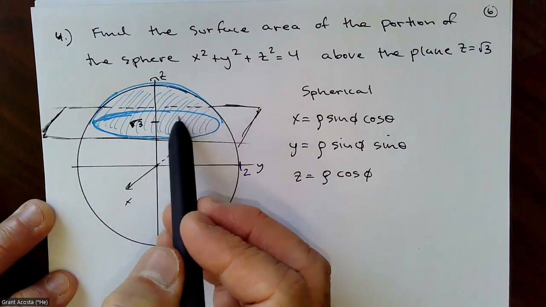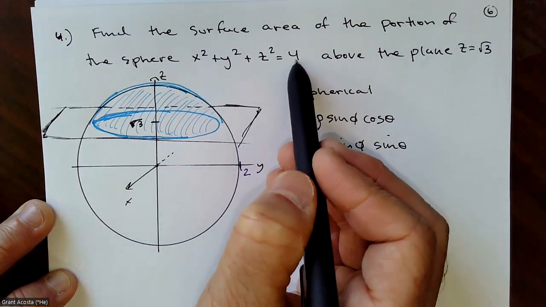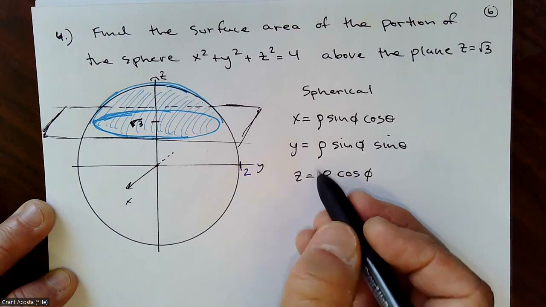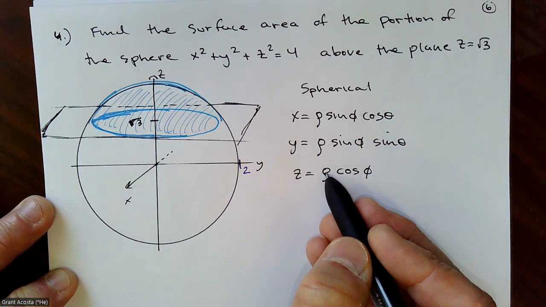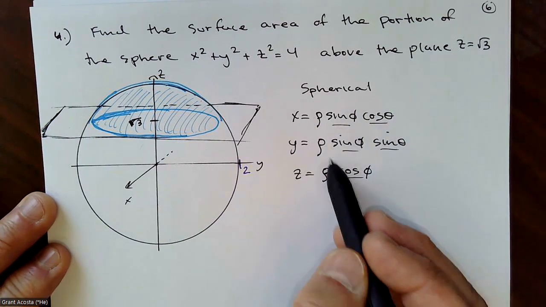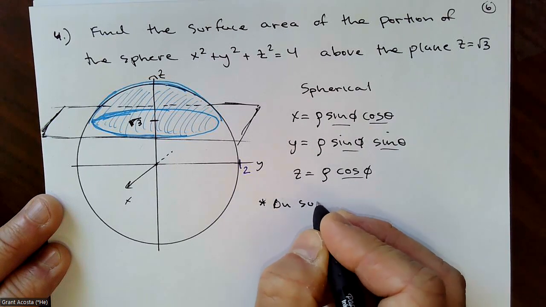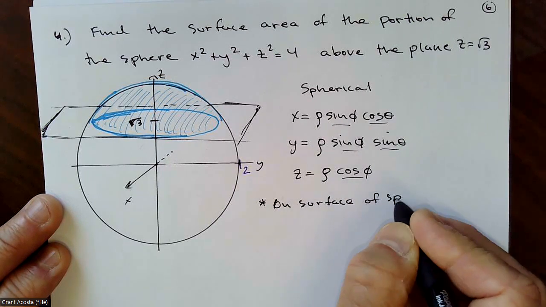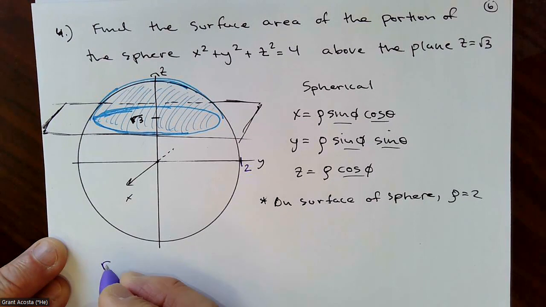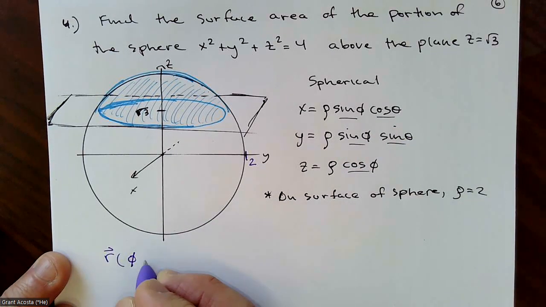Now, notice every point on the surface, what is rho? It's the radius of the sphere, and the radius of the sphere would be 2, right? That's the radius squared. So if I put 2 in for rho, I'm left with x, y, and z defined with just 2 variables. On the surface of the sphere, rho is equal to 2. So my vector valued function, my parameterization, my 2 variables are going to be phi and theta.